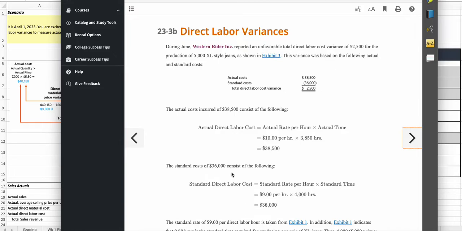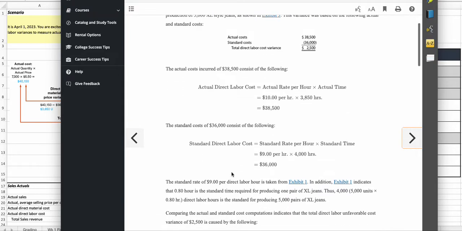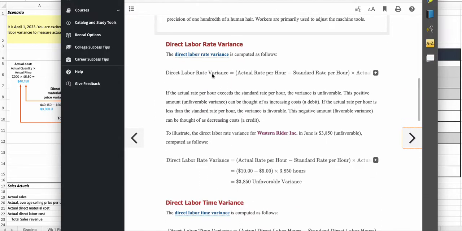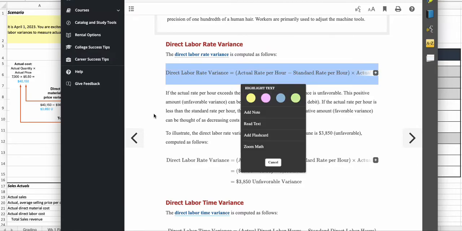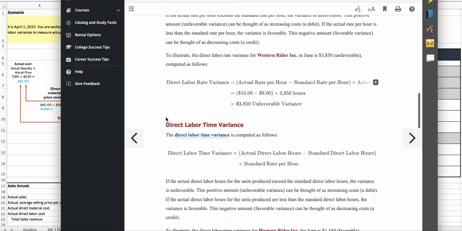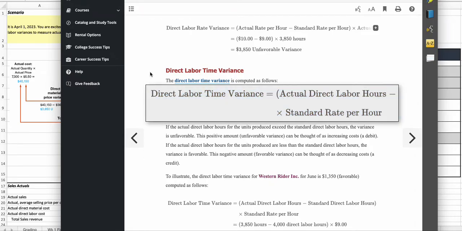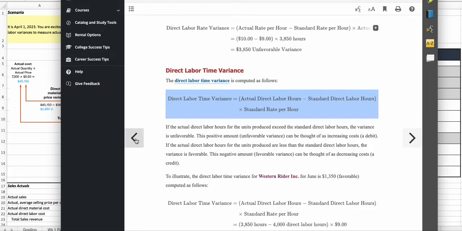We're going to perform 4 different variance analyses. I'm going to scroll down. One is the direct labor rate variance, and here is your formula. Another is your direct labor time variance, and here is the formula that you're going to use. I'm going to go back one page.